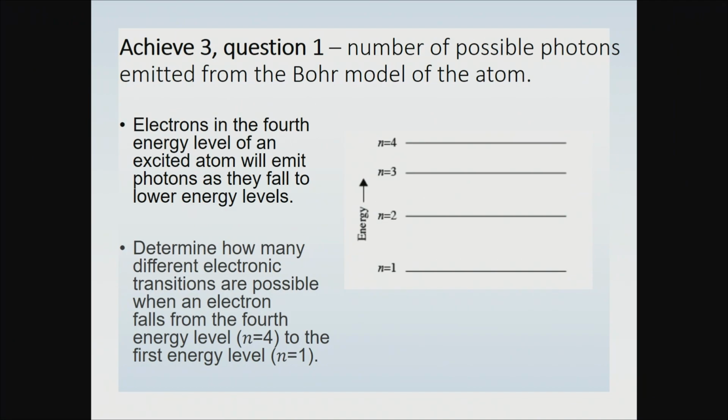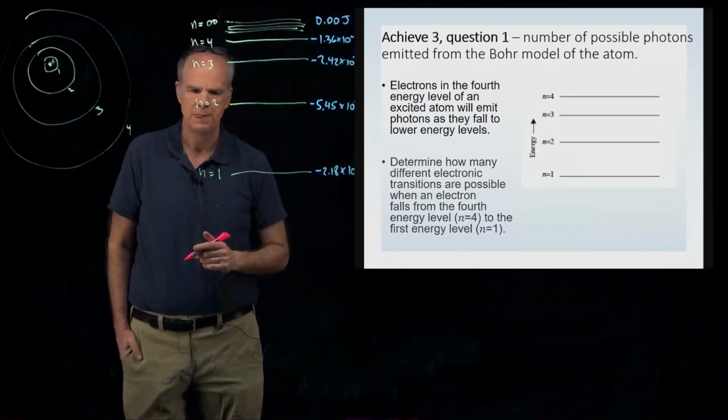Okay, this problem reads as follows. Electrons in the fourth energy level of an excited atom will emit photons as they fall to lower energy levels. Determine how many different electron transitions are possible when an electron falls from the fourth energy level to the first energy level. Okay, if I can minimize the slide.